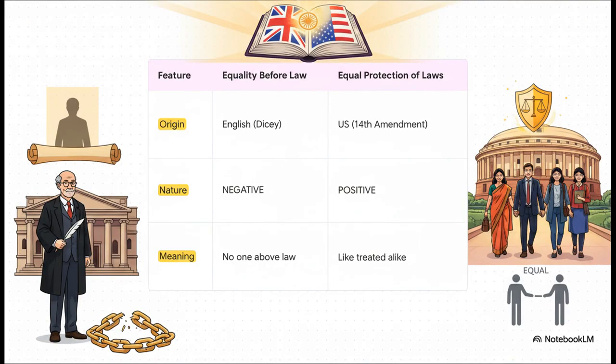And this two-part structure is basically a mashup of two different legal traditions. Equality before the law, that's an English concept from a legal scholar named Dicey. It's a negative idea. Don't play favorites. But equal protection of the laws, that's an American import from their 14th Amendment. And that's a positive command. You must treat like alike. The genius of our Constitution is that it took both of these ideas and combined them.